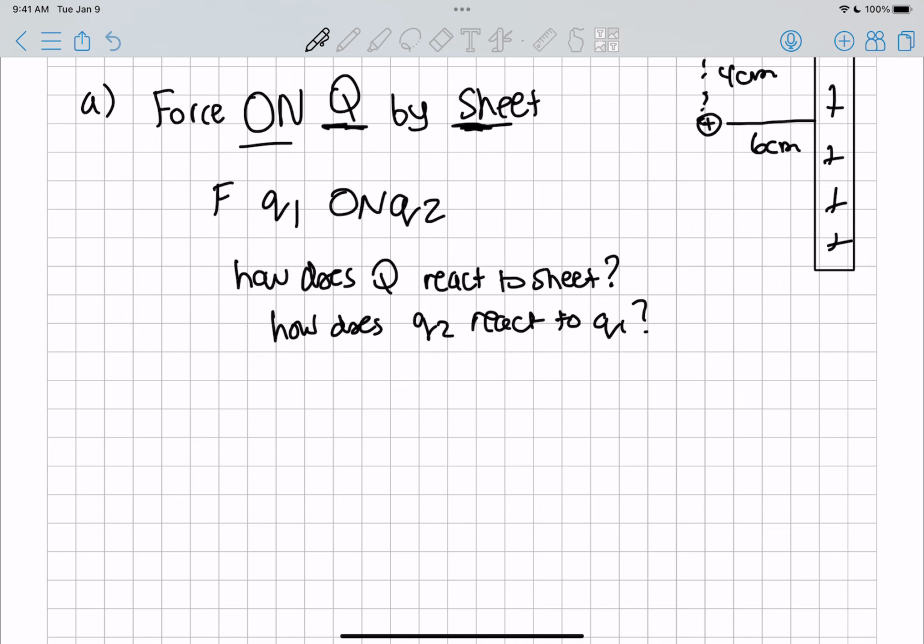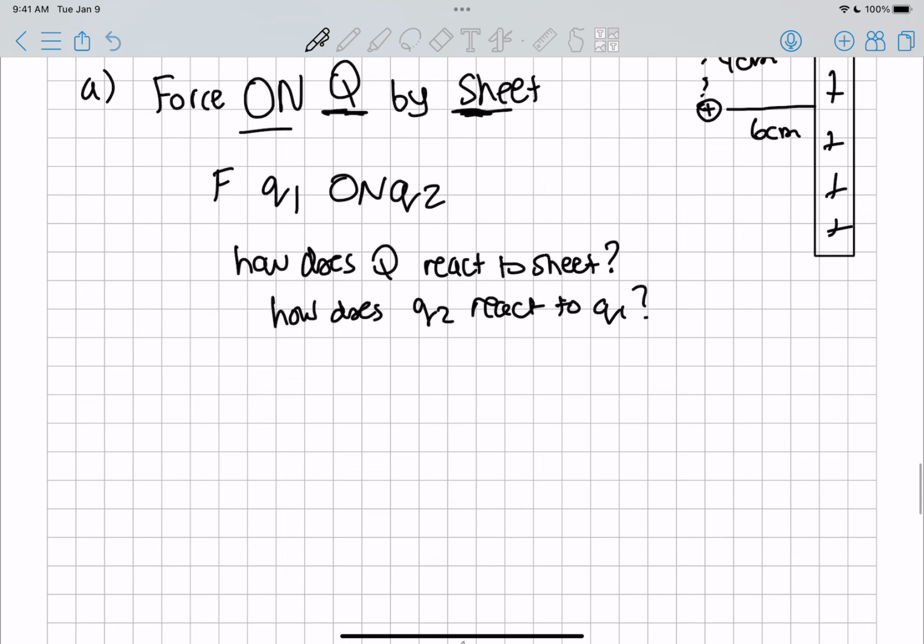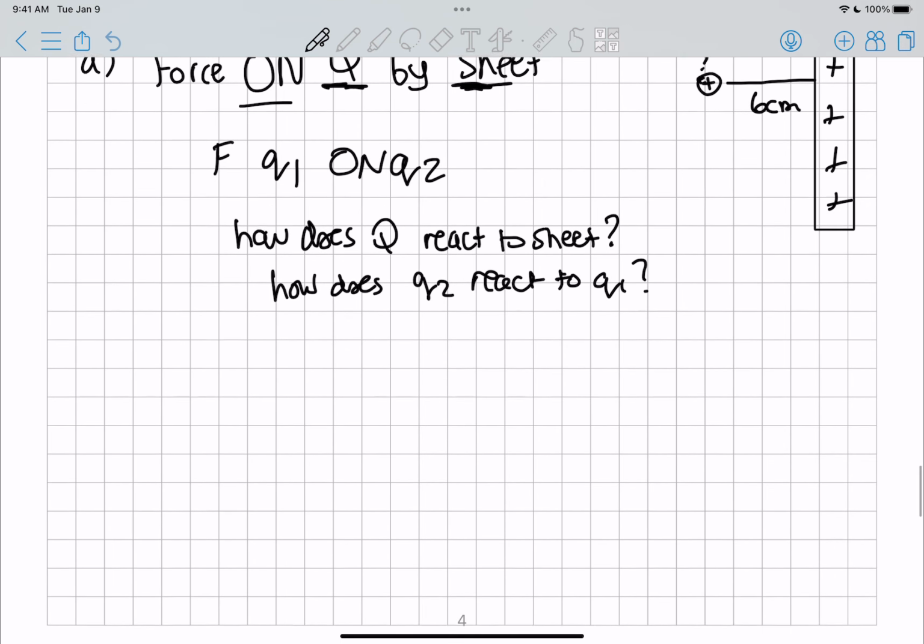We have a point charge, capital Q right there, but we also have a sheet charge, right? So this sheet charge is supposed to be generating what? A uniform electric field. Excellent. So there's a second equation that will help us figure out the force.